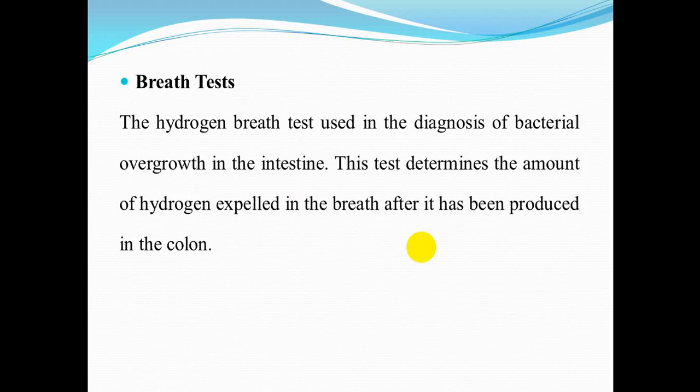Breath test. The hydrogen breath test is used in the diagnosis of bacterial overgrowth in the intestine. This test determines the amount of hydrogen expelled in the breath after it has been produced in the colon.